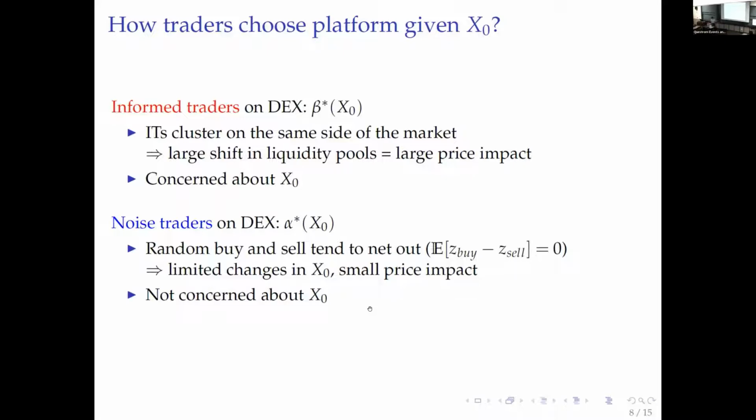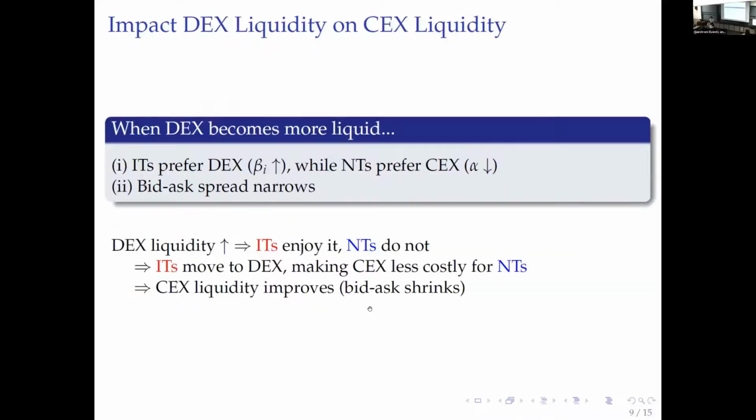This difference between informed trader and noise trader generates this kind of impact of DX liquidity fluctuation. So if DX liquidity goes up, say exogenously goes up, this is going to mitigate the price impact on DX. Informed traders, they are very happy about it because they can enjoy this reduction in the price impact. But noise traders, they're not really happy because, actually, they don't really care about this, because noise traders face limited price impact to begin with. So even if there's a DX liquidity improvement and a reduction in the price impact, they're not really affected by this kind of stuff.